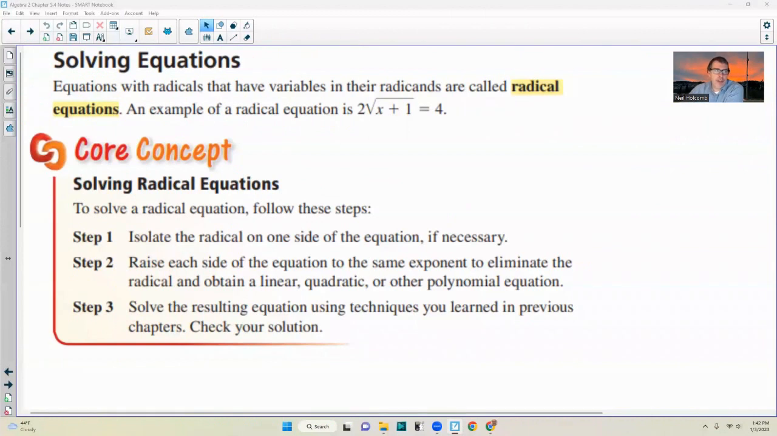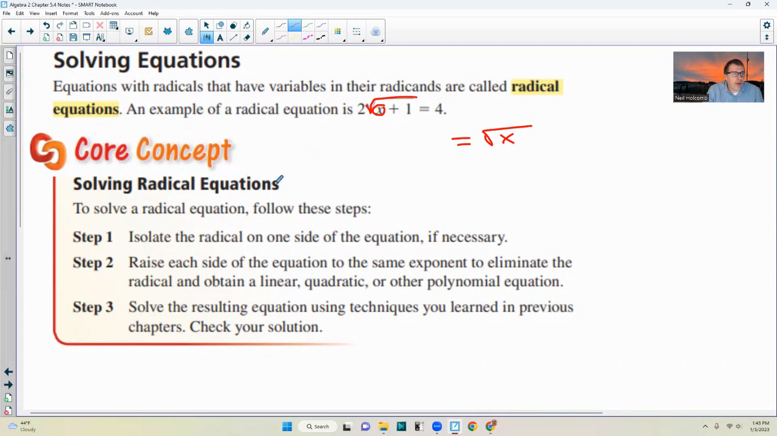Okay, solving equations. Equations with radicals that have variables in their radicands are called radical equations. Let me restate that. Equations with radicals that have variables in their radicand. Okay, a variable under the radical. Radicand is what is in the radical. They're called radical equations. An example of a radical equation is 2 square root x plus 1 equals 4. What makes this a radical equation is this variable being under the square root symbol.